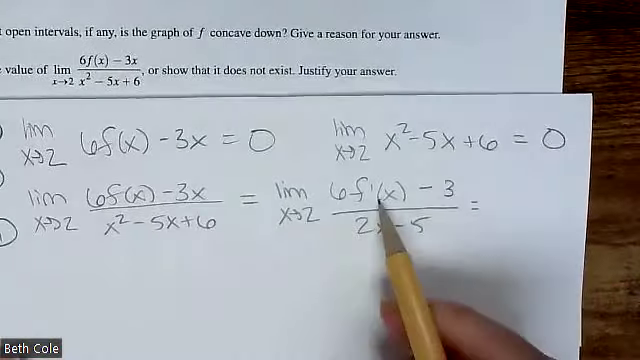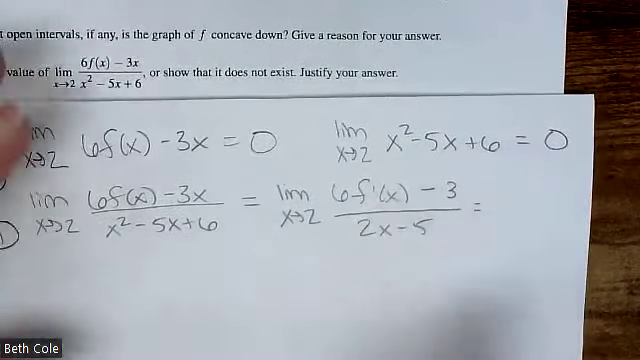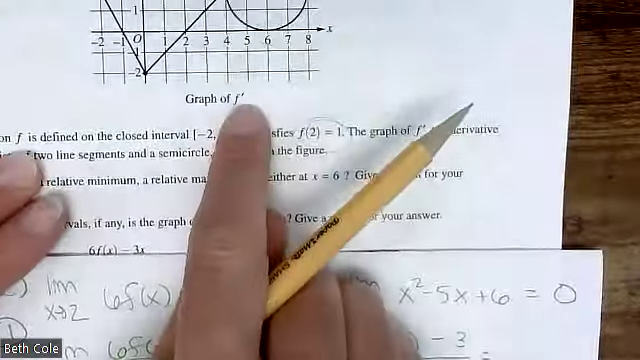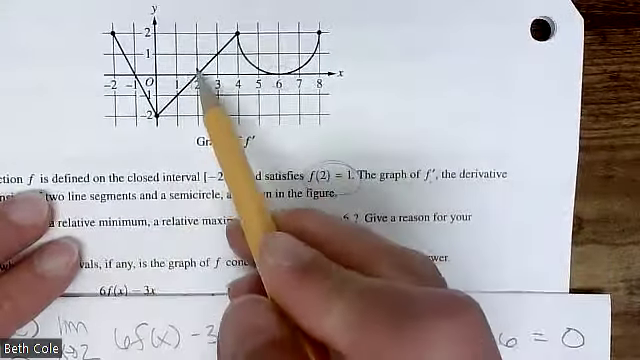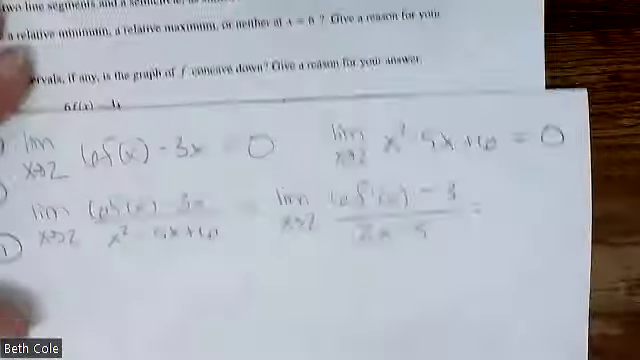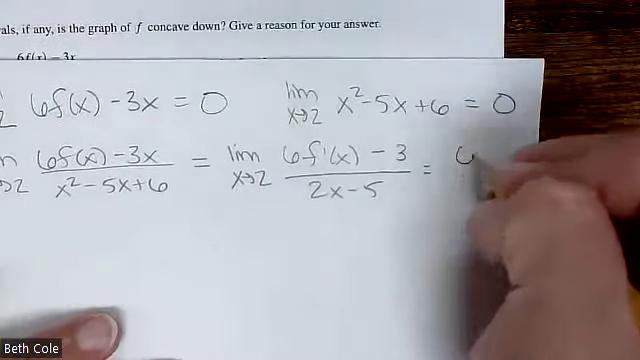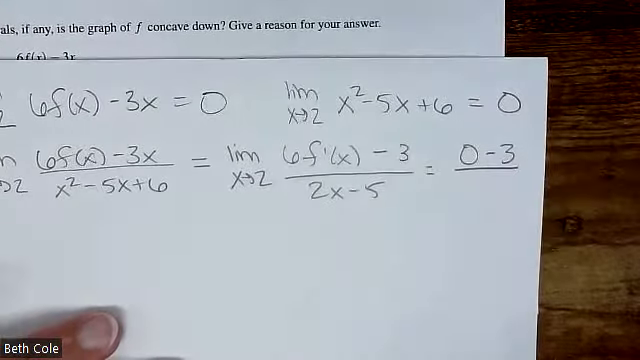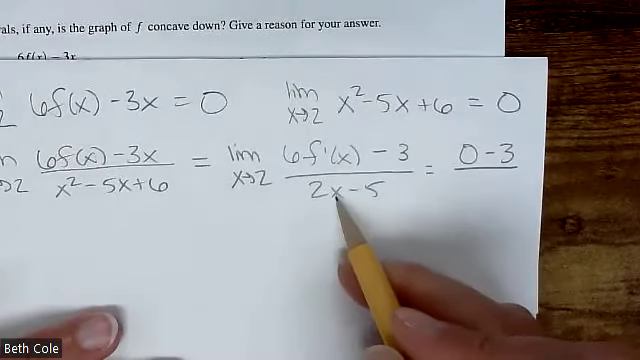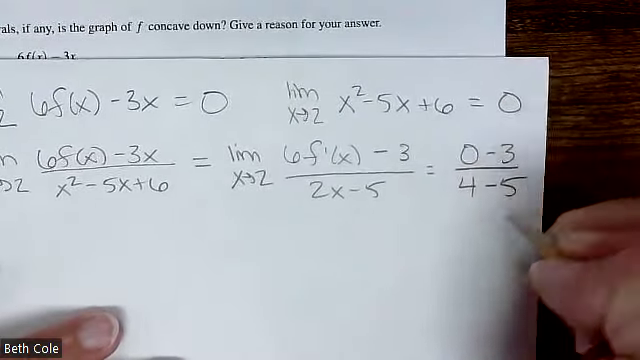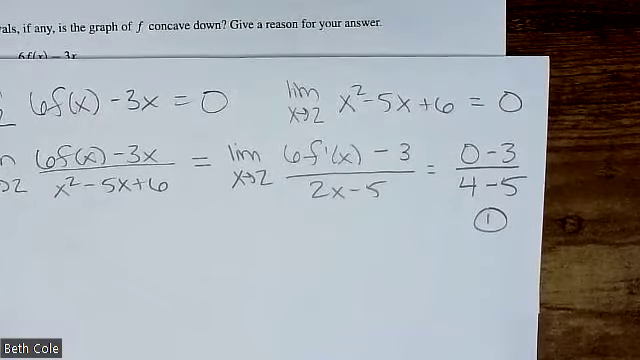So now let's go ahead and plug in 2. F prime of 2. That's the graph. The graph is F prime. So what is F prime of 2? 0 times 6 is 0. So 0 minus 3. And then on the bottom, you would have 4 minus 5. Don't simplify that. It does come out to 3, but if you accidentally write -3, guess what? You're wrong. They're not going to give it to you.